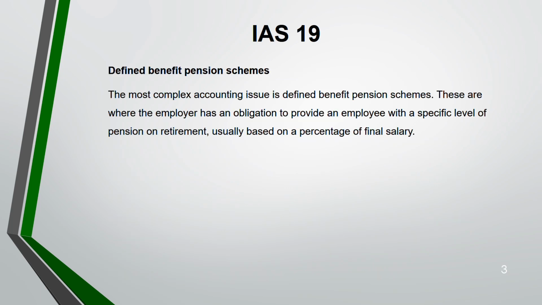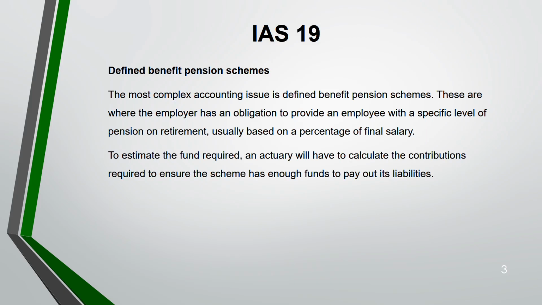Next is defined benefit. The most complex accounting issue is the defined benefit scheme, and mostly questions on SBR are on this scheme. This is where an employer has an obligation to provide an employee with a specific level of pension on retirement, usually based on a percentage of final salary.